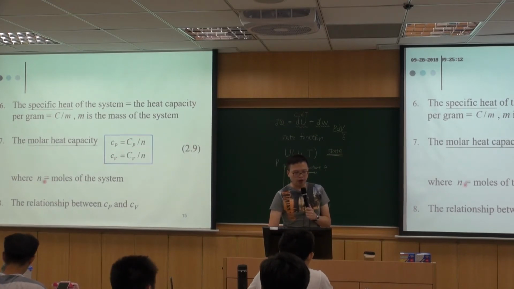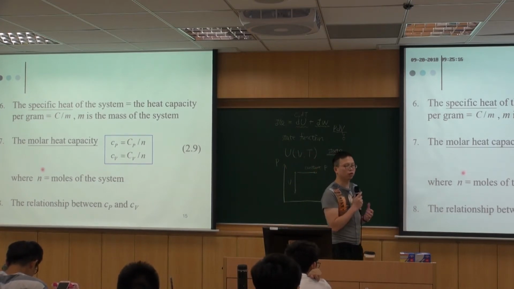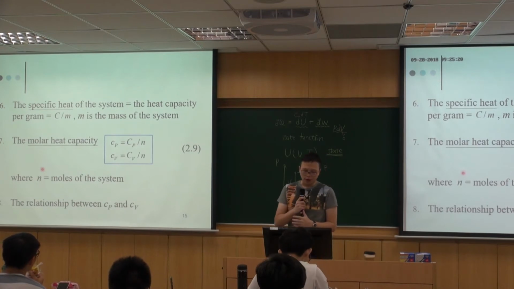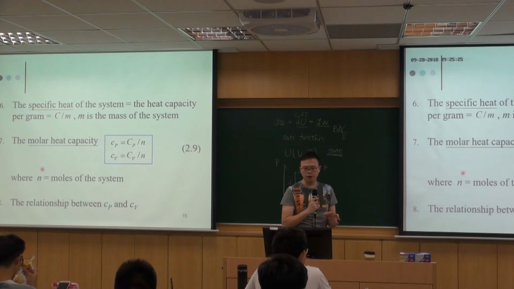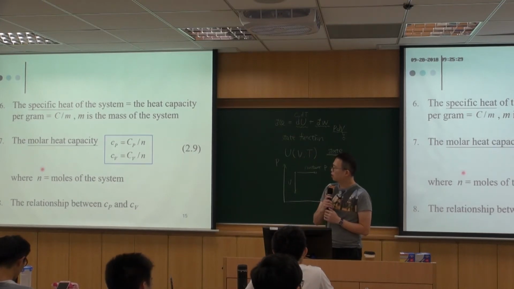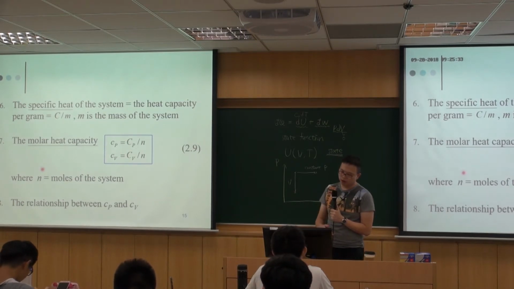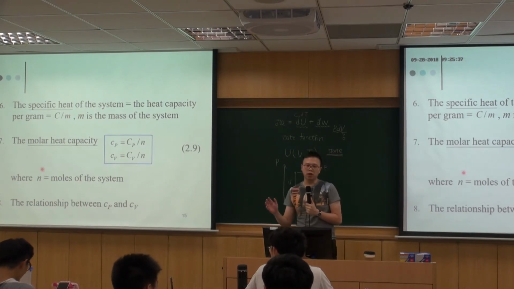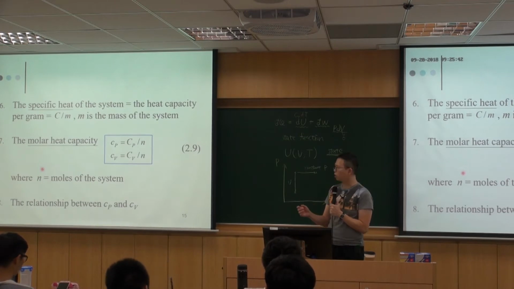And most of the time you have to figure out first how many moles of molecules or particles are there in your system. And therefore, understanding the relationship between Cp and Cv is very important. I believe some of you have already learned this during the physics or chemistry course, that Cp and Cv are related by the gas constant R.